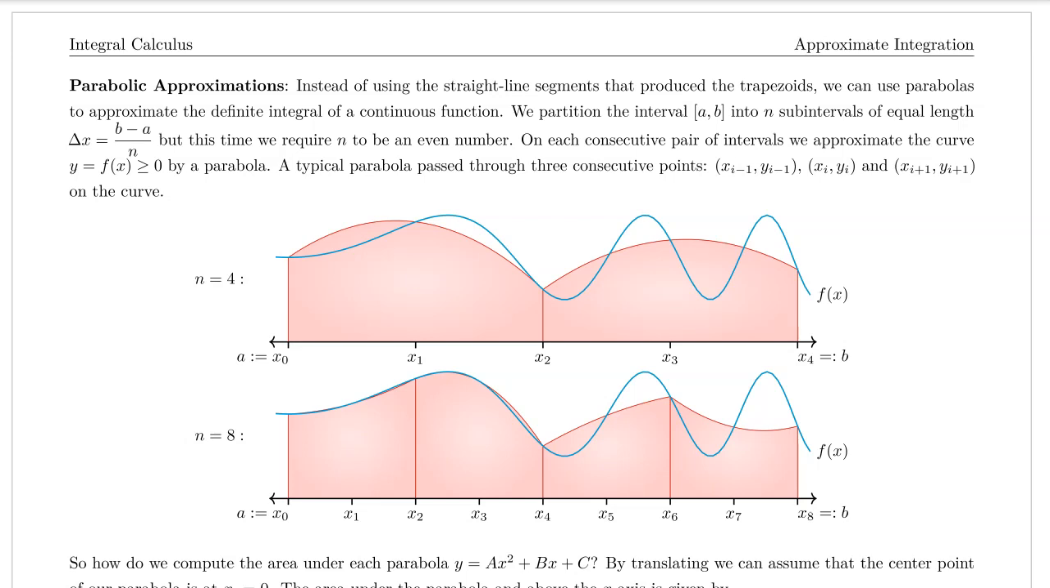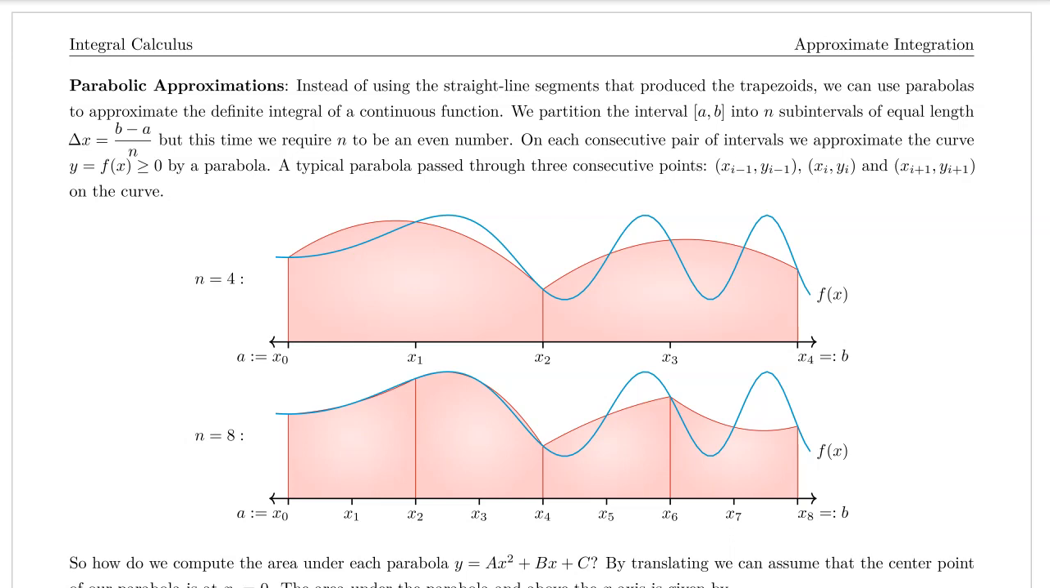So in this video, we're going to talk about parabolic approximations, which is the foundation of Simpson's rule. Instead of using the straight line segments that produced the trapezoids, we can use parabolas to approximate the definite integral of a continuous function. We partition the interval from a to b into n subintervals of equal length delta x, which equals (b minus a) over n, but this time we require n to be an even number.